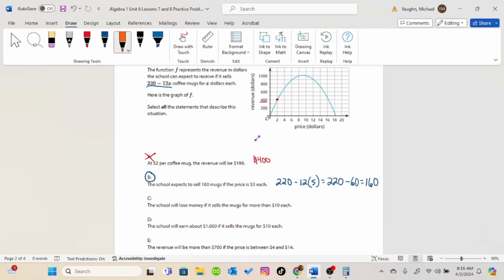Choice C. The school will lose money if it sells the mugs for more than $10 each. Well, at $10, they expect to have a revenue of $1,000. We don't know how much the cost is, so there's no way for us to know if they will lose money by selling this much.